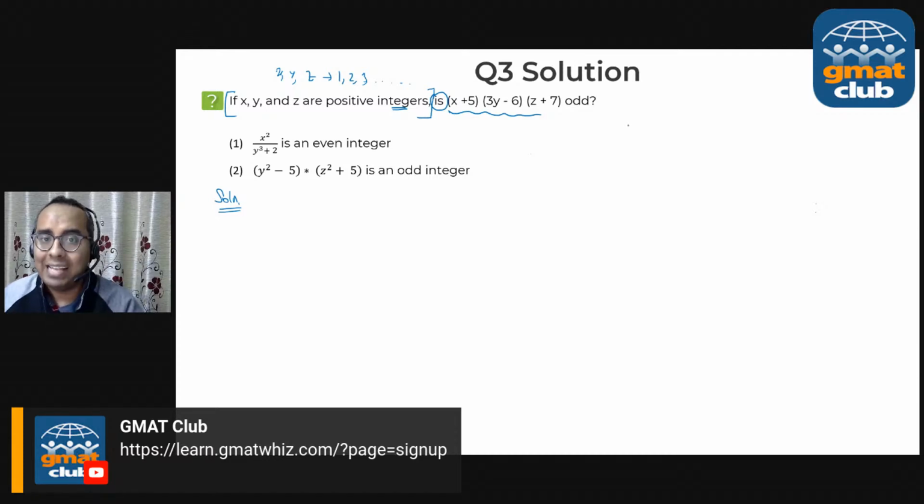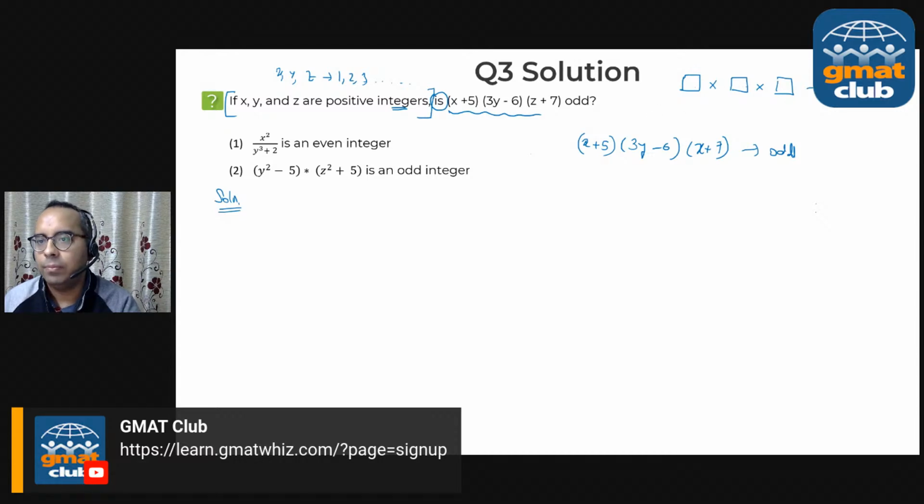So when I'm analyzing my statement, and if the question asks me, is this odd? What I do is I first of all ask myself, okay, when can this be odd? Can you tell me, I have three terms, right? I have three terms and I'm multiplying them. When can the product of three terms be odd? Correct, Vamsi is correct. If the product is odd, then every element is odd. So I need all of them to be odd.